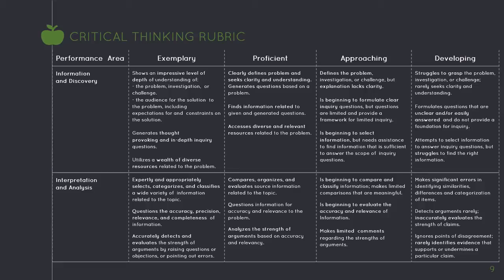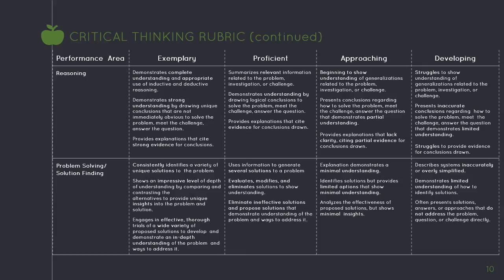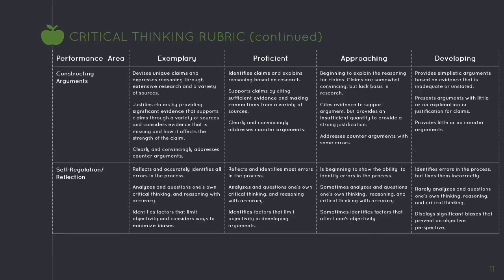The critical thinking rubric, which you can find located in the module for this session, focuses on the following strands: information and discovery, interpretation and analysis, reasoning, problem solving and solution finding, constructing arguments, and self-regulation and reflection. You should review especially the proficient and exemplary sections of these rubrics as they are found in your Canvas module.